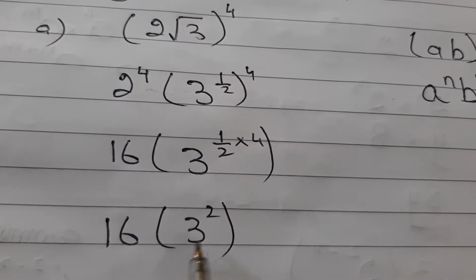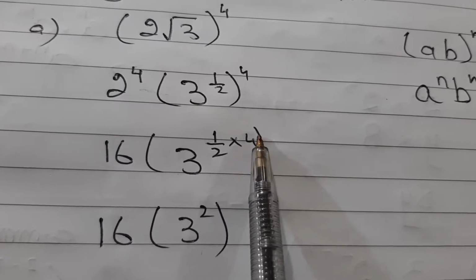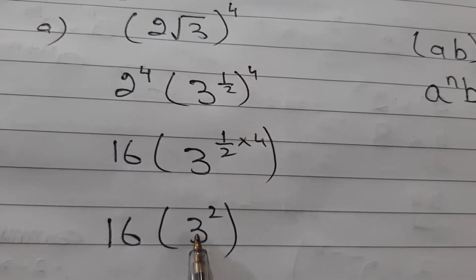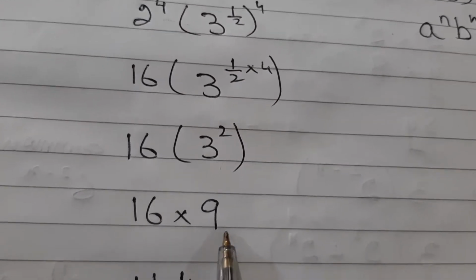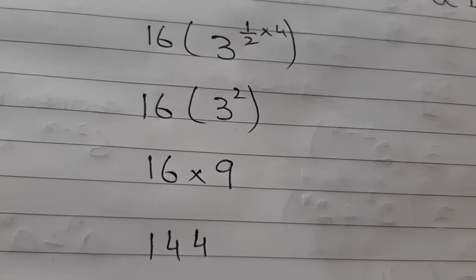Then 16 into 3 power 2. You are cancelling this: 2 1s are 2, 2 2s are 4, and 3 power 2 is 9. So then you will do 16 times 9, and this is your answer, which is 144.